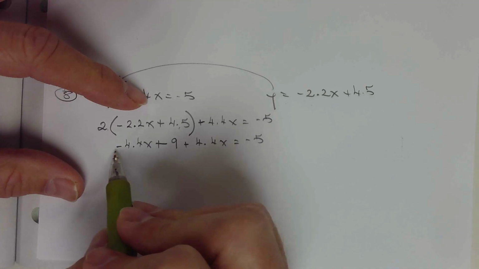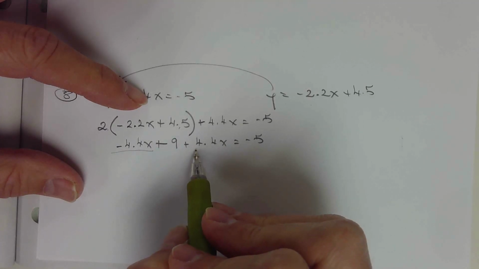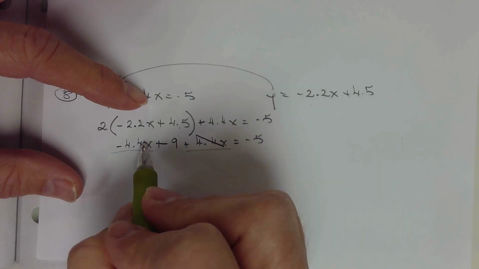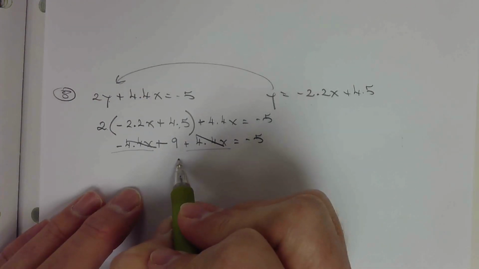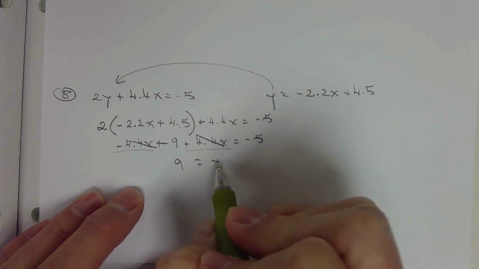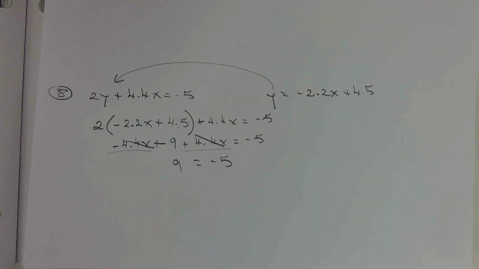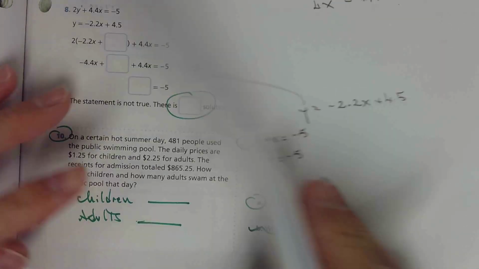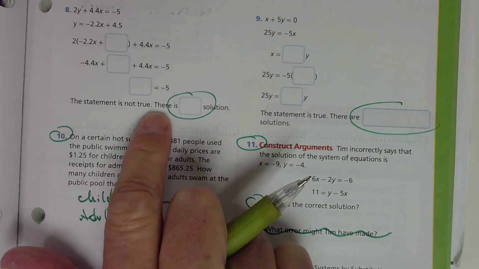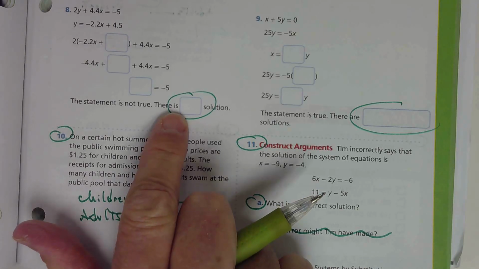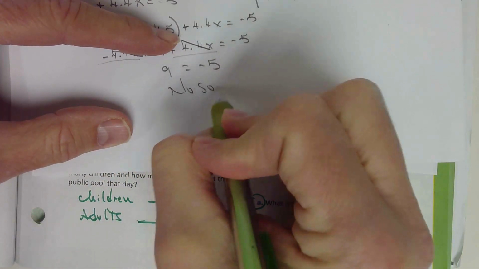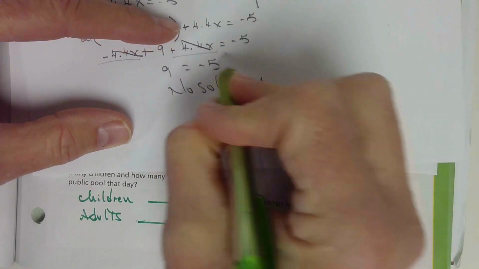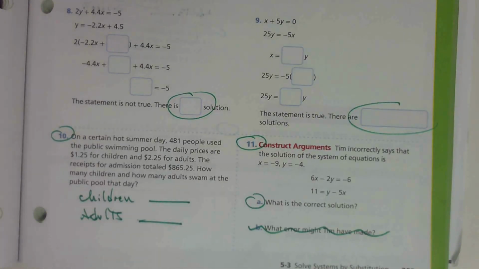So we have a negative 4.4x and a positive 4.4x. They cancel each other out. What are we left with? 9 equals negative 5. Is that true? No. So for number 8, what are they asking here? The statement is not true, so there's no solution. No solution when you end up with something like that.